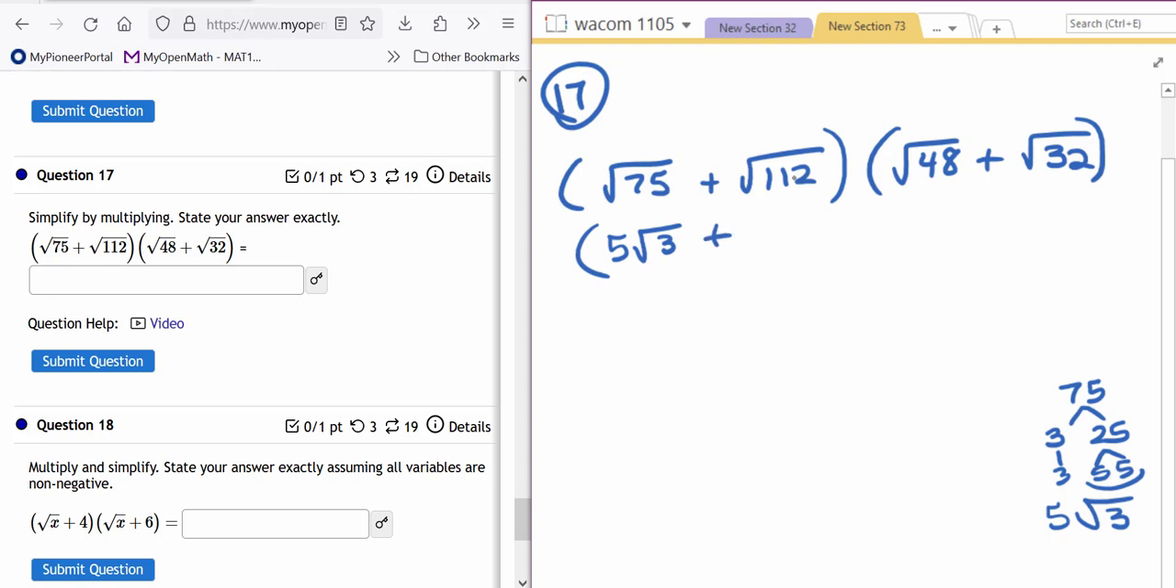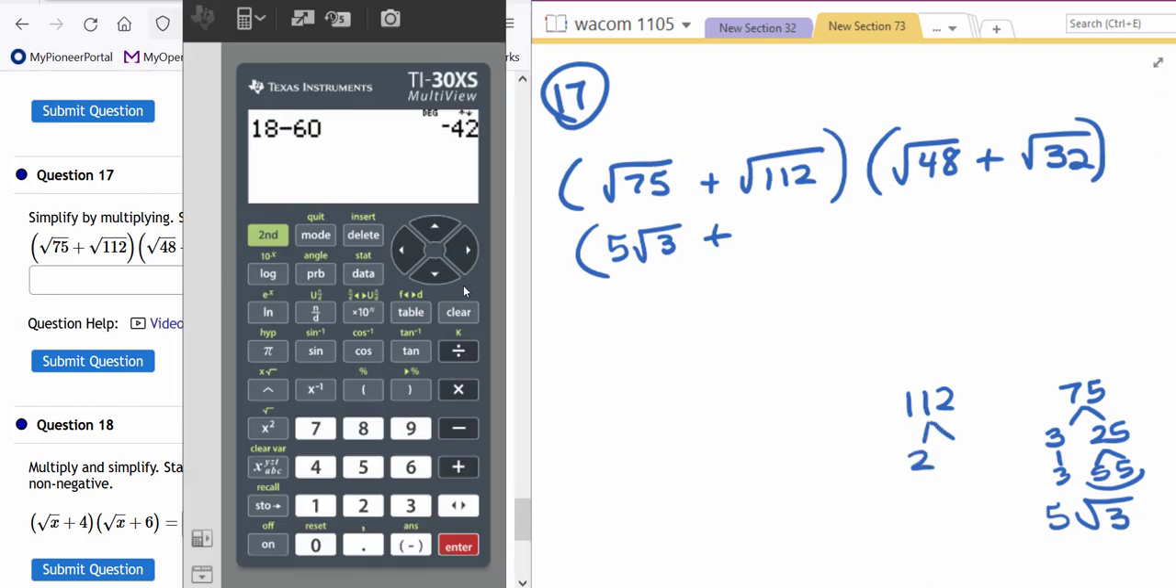The 112, let's do that one. Now, that's a harder number because it's not something we think of, but it ends in an even digit. So we know there is a 2 in there. And just get your handy-dandy calculator. And 112 divided by 2. So that's 56.